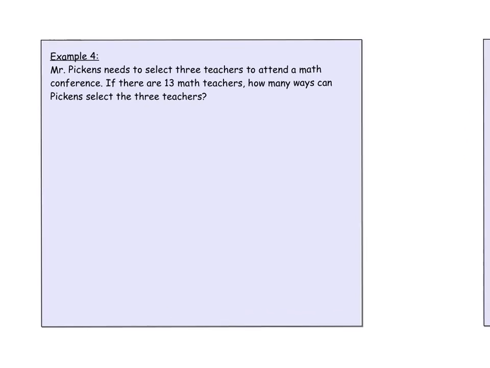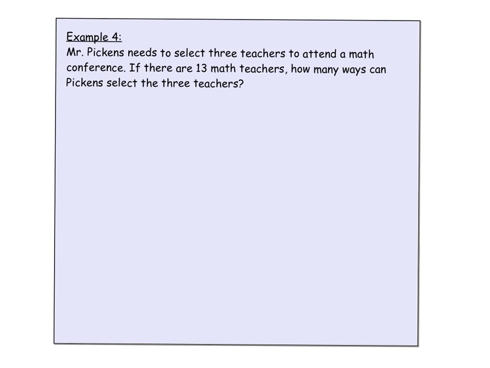I don't think this is too bad. I think you guys will be okay. Mr. Pickens needs to select 3 teachers to attend a math conference. There are 13 math teachers, and he needs to select 3 of them. How many ways can Pickens select 3 teachers? Now, all 3 teachers are going to go to the math conference. They're just math teachers. It's not different jobs, so it's not order matters. It's order doesn't matter here. So this is just a combination of 13 taken 3 at a time.